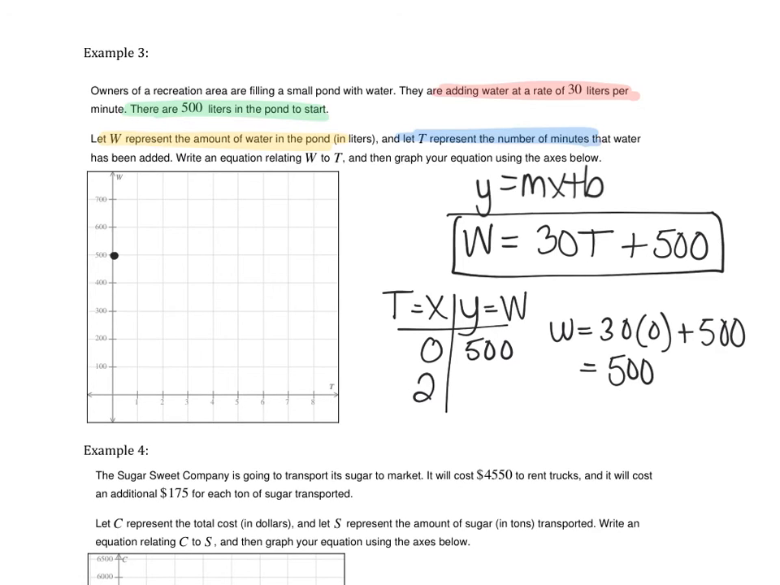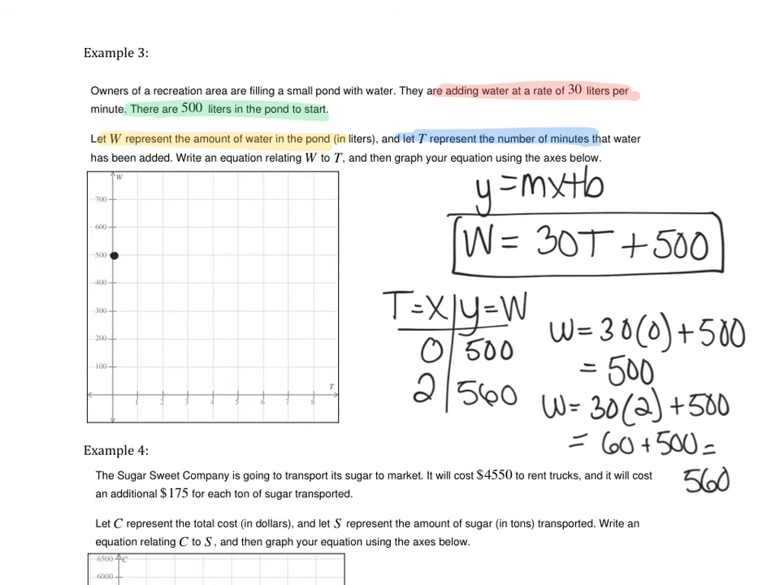Then we're going to plug in 2. So we have W equals 30 times 2 plus 500. Well, 30 times 2 is 60 plus 500, and that is 560. So I'm going to put that here. So I know my other point that I'm going to plot is 2 and 560. So I'm going to take a guess here about where 560 is, a little over the halfway, and I'm going to plot a dot there. And you only need 2 dots to make a line. So now you can make your line.